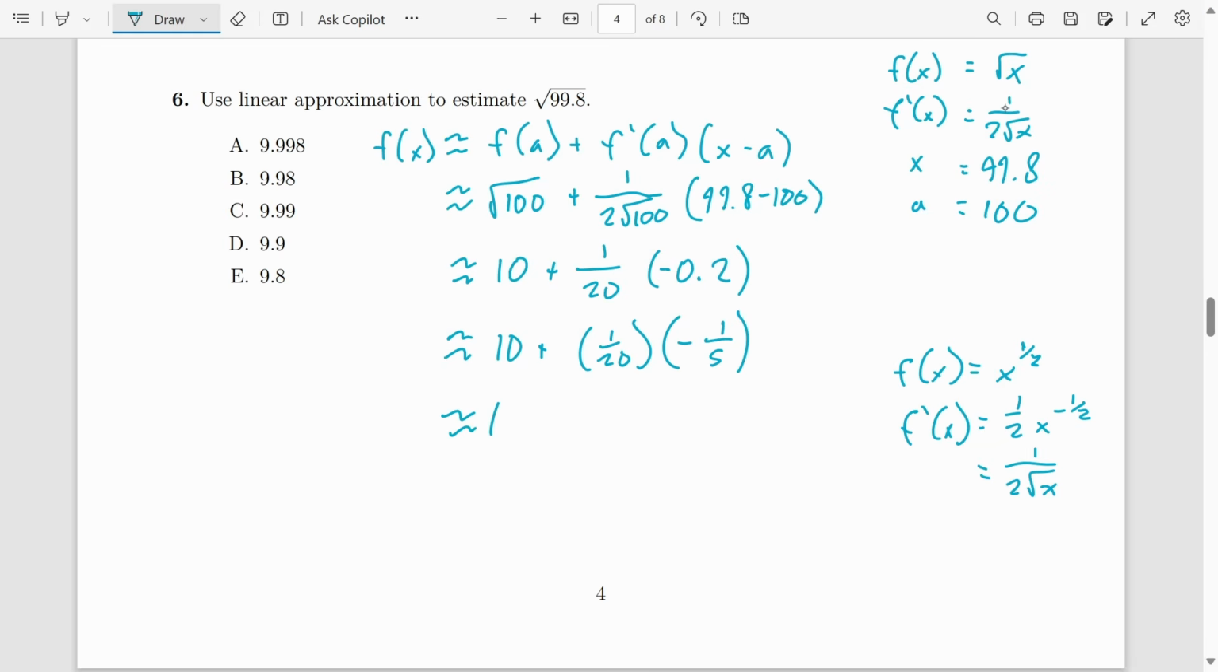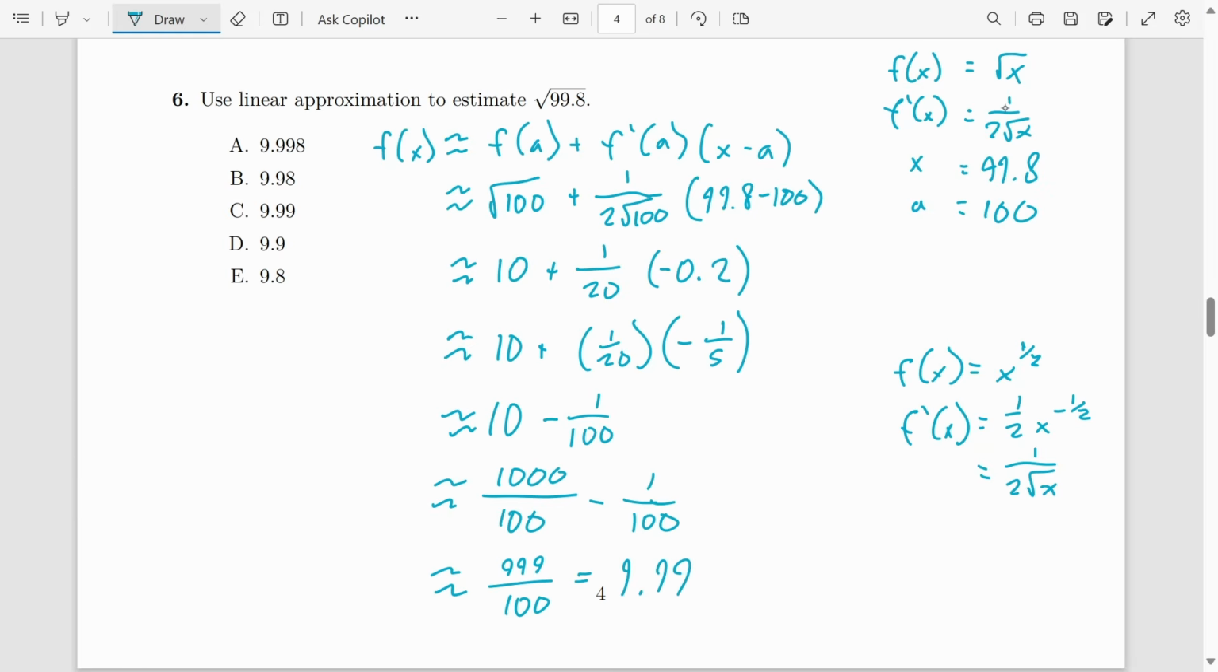Multiplying all this through, we get 10 plus, or actually minus because of the negative, 1/100th because 20 times 5 is 100. And then simplifying this, 10 is equal to 1,000 over 100, minus 1 over 100. Now this is equal to 999 over 100, which equals 9.99, which is answer choice C.